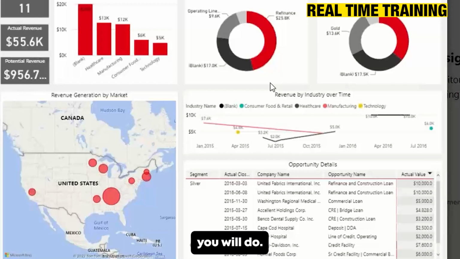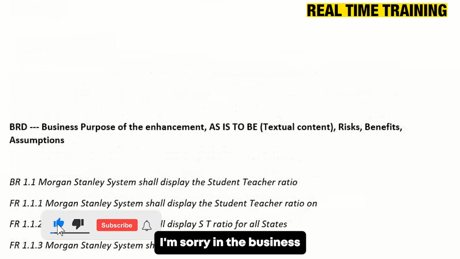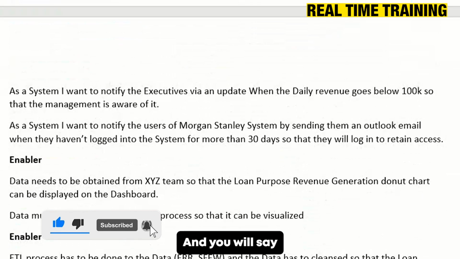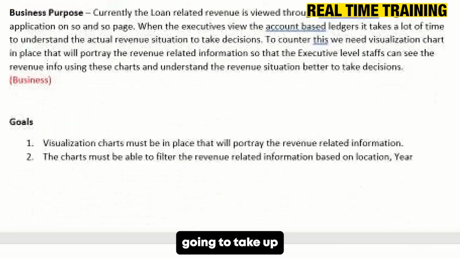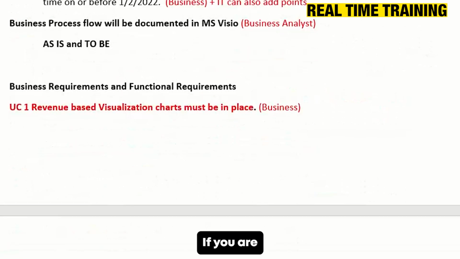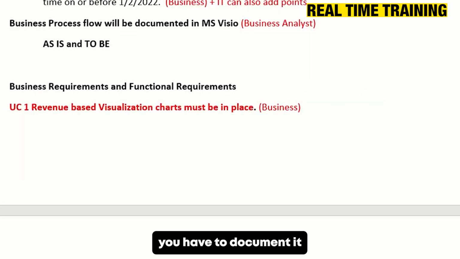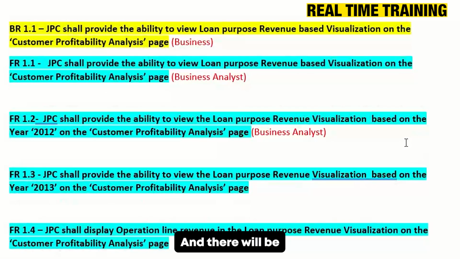What is a change request? You'll actually note that down in the BRD, in the business requirement document, and you'll say, we are taking this change request up. So now if you are going to take up the change request, now they need another donut chart. That's a change request. If you are taking that change request up, you have to document it in the BRD, and you have to add a note saying that it is indeed a change request. And there will be another change request column in the business requirement document. You have to add that all these things are change requests. It came in during so and so date.